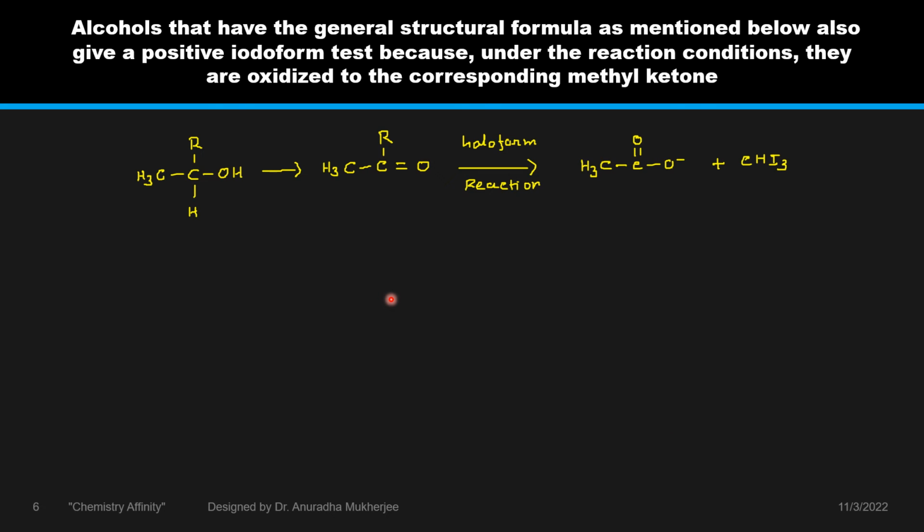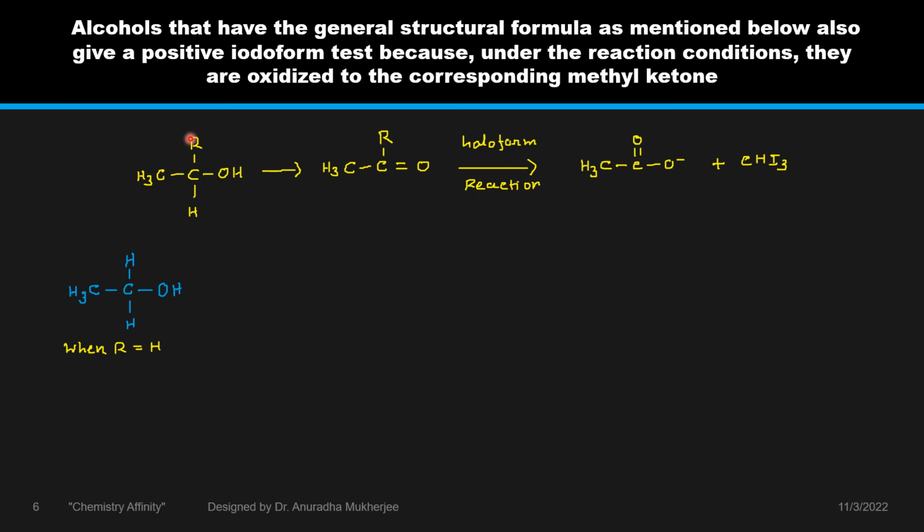Some alcohol also can show the positive iodoform test, but the general structure of alcohol should be like this: CH3CHROH. So in presence of NaOH and iodine, this alcohol converts into ketone, and this ketone will be a methyl ketone, and then it will give iodoform test.